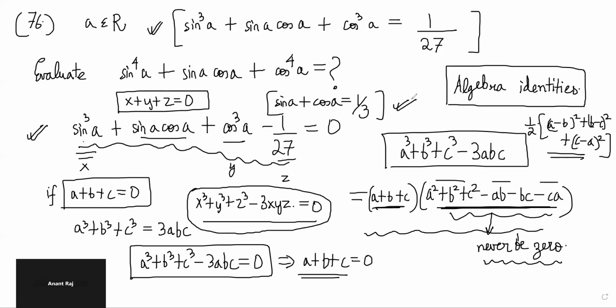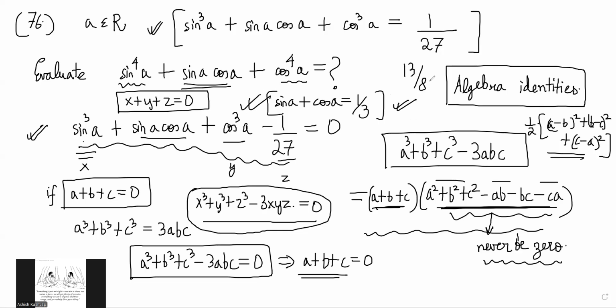Okay. Now we have to think ahead what to do now, right? Sine A cos A will come out by squaring, and then you can convert this also, right? There is no issue if you know this. Yes, the answer will be 13 by 81. You can check it yourself later.